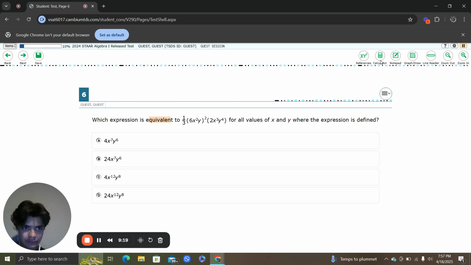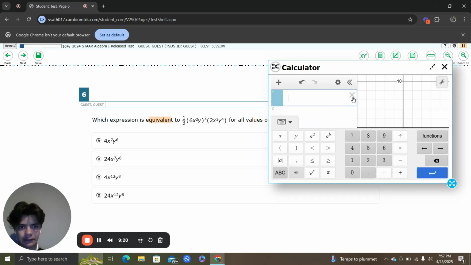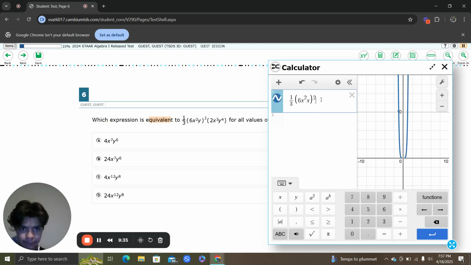So, use your calculator, and let's turn it into a graph. 1 over 3, 6x squared. Instead of a y, what did I say? Turn into an x to the power square. And then you have 2x power 3, x to the power 4. So you get this graph right here.